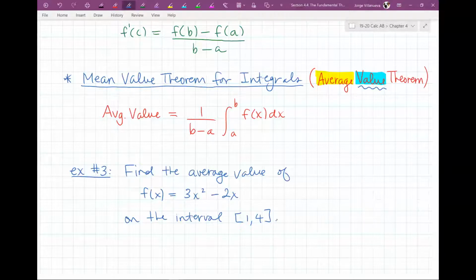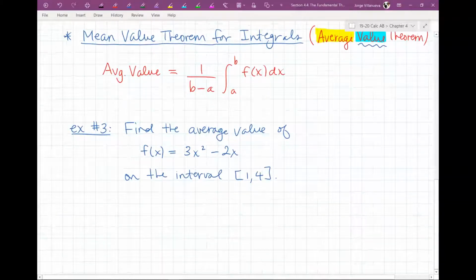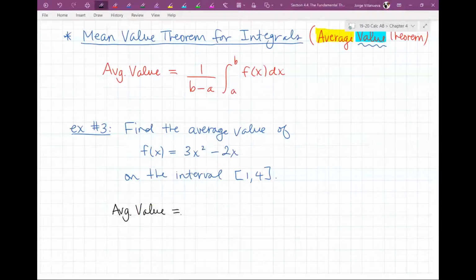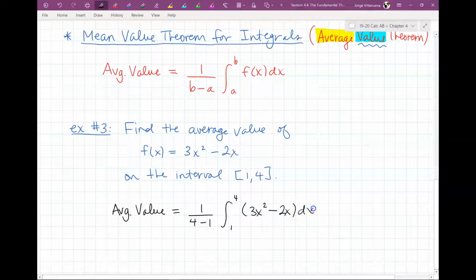All right, let's figure this out. Average value is equal to 1 over b minus a. My b value is 4 and my a value is 1, so I'm going to put 1 over 4 minus 1, times the integral from 1 to 4. It's the integral from a to b of f of x dx, and f of x is 3x squared minus 2x dx.